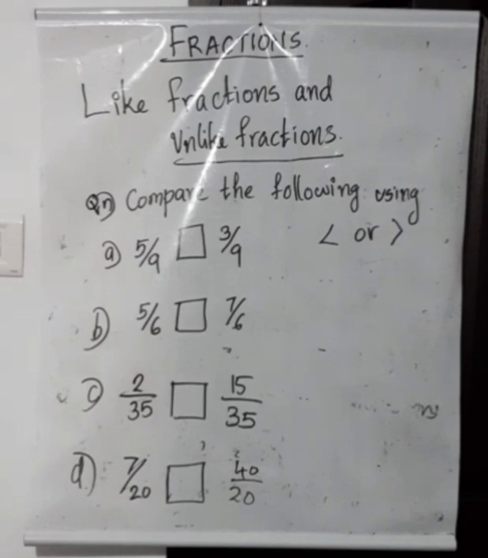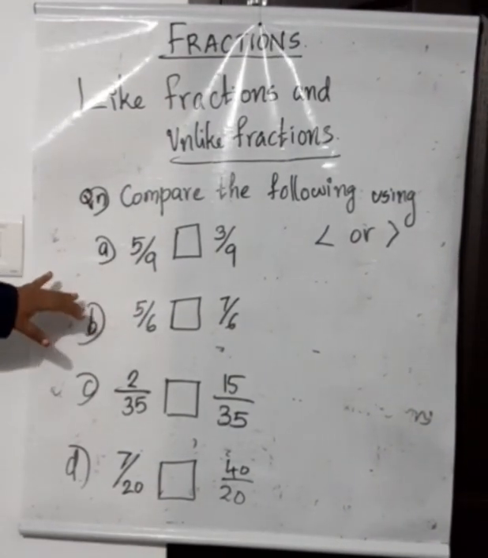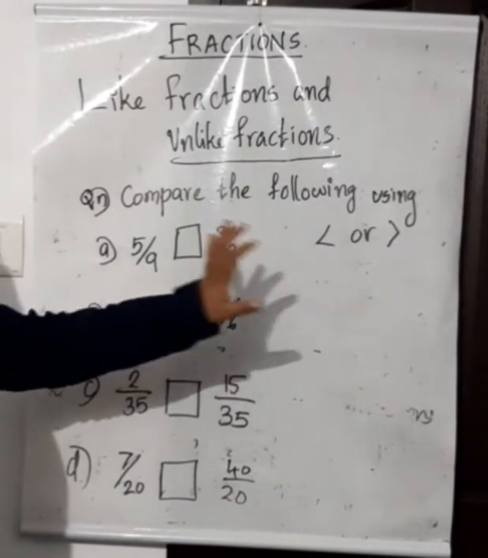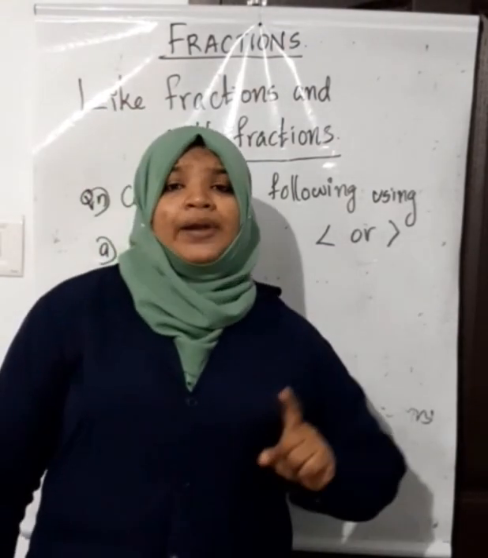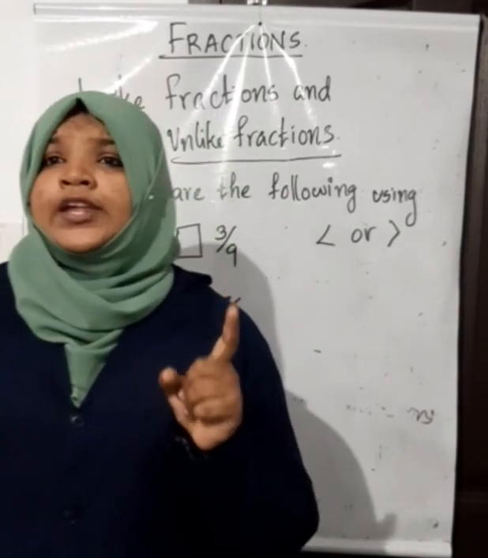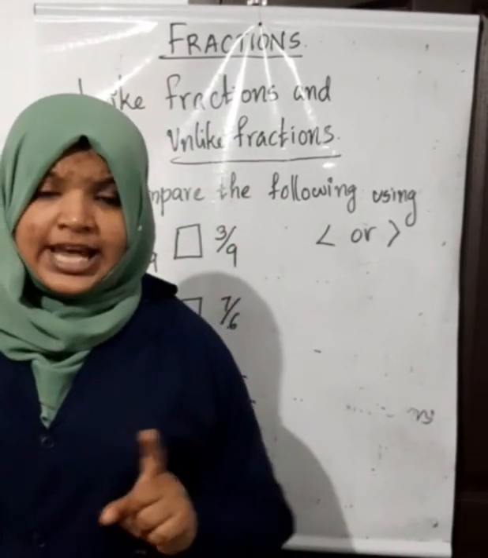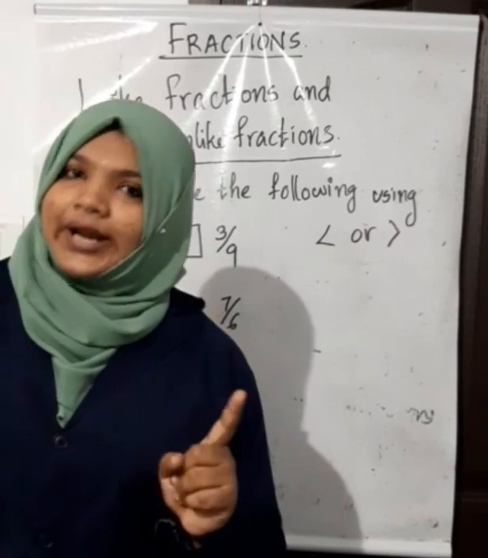Here we have a set of questions. Compare the following using greater than or smaller than. So here the first, 5 by 9 and 3 by 9. What is the hint for comparing the like fractions? If the denominators are same, what you should do there? Yes, if the denominators are same, compare their numerators.